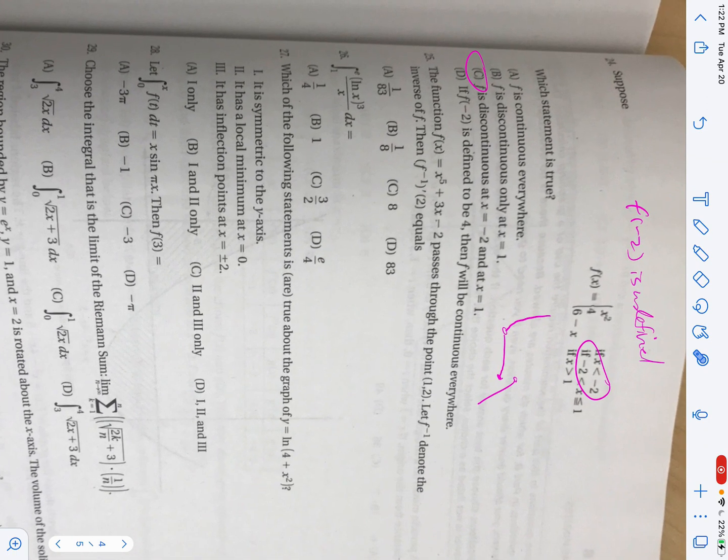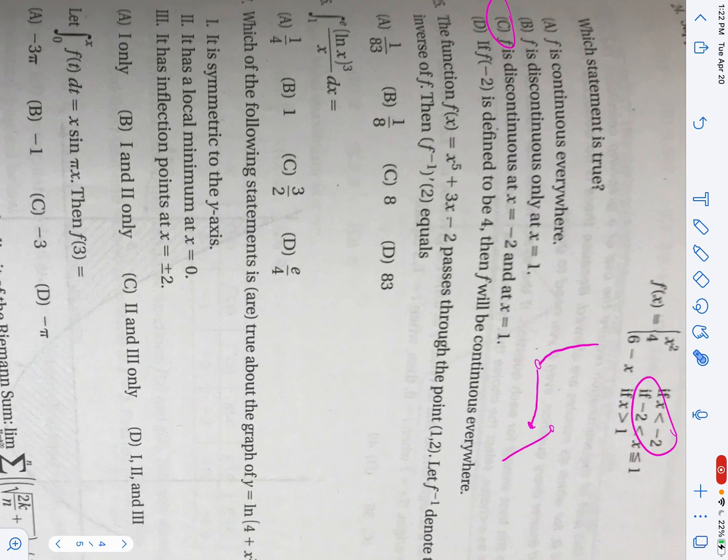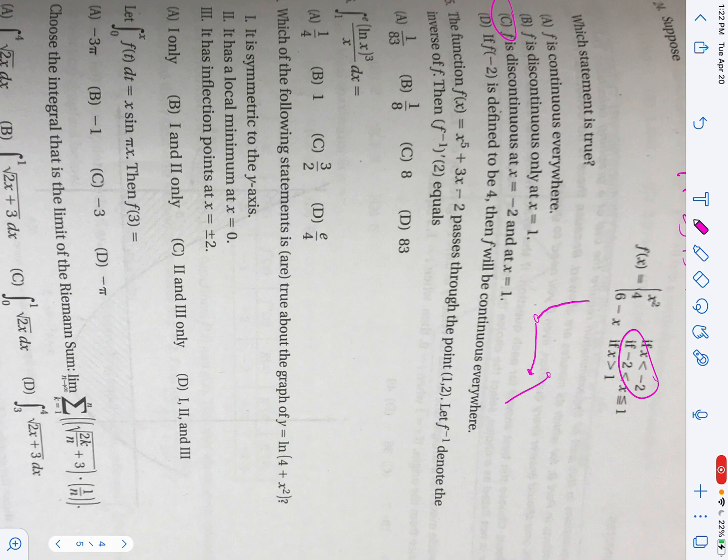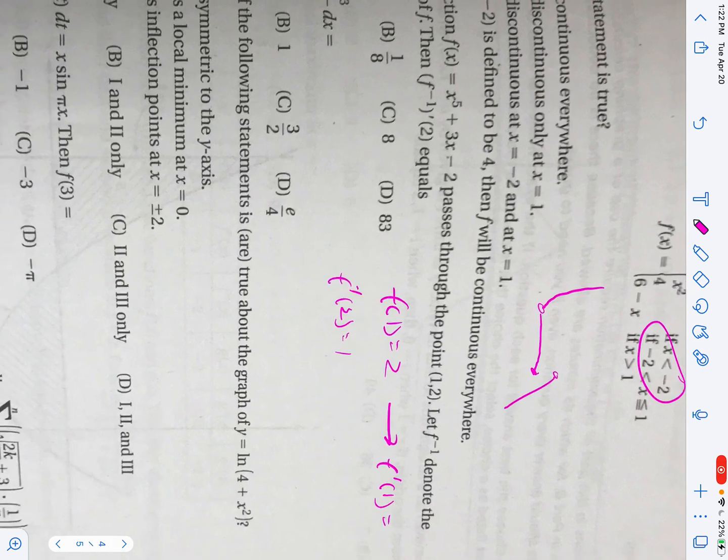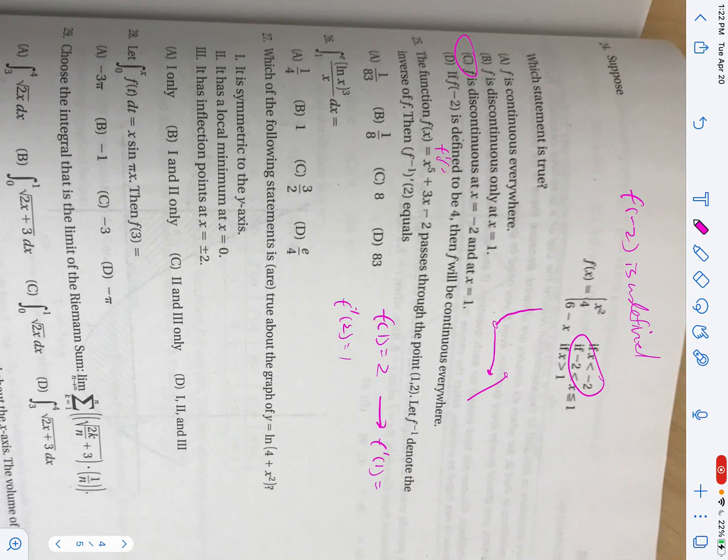Okay, number 25. So they give you this function f and they tell you it's on the point 1, 2. Here's the inverse. What is the derivative of the inverse at 2? So we need to think about corresponding functions. F of 1 is equal to 2. So f inverse of 2 is equal to 1. What's the derivative here? The derivative of f at 1, well, f prime of x is 5x squared plus 5x to the 4th plus 3, which is 8. So the corresponding derivative of the inverse at 2 would be the reciprocal of that, which is 1/8.